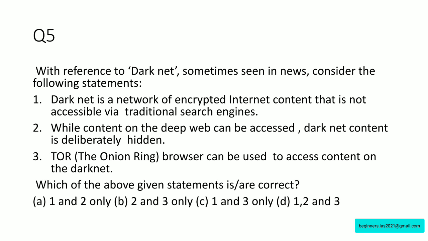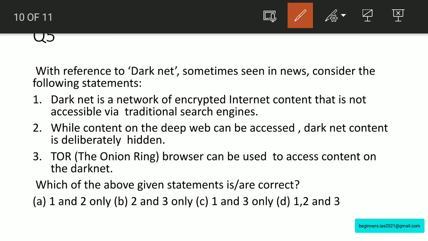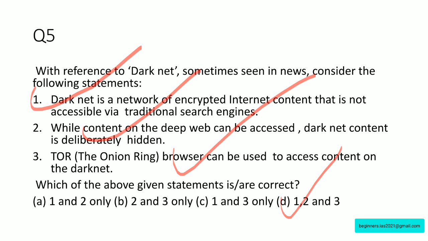Okay, so let us discuss the statement number one. Yes, statement number one is right. Why is it right? The darknet is a network of encrypted internet content that is not accessible via regular search engines. Just now we have discussed. See, what about statement number two? While content on the deep web can be accessed, darknet content is deliberately hidden. Yes, this is also right. Just now we have discussed that TOR, The Onion Router browser, can be used to access content of the darknet. This is also right. Based on this, the answer would be D, 1, 2 and 3.